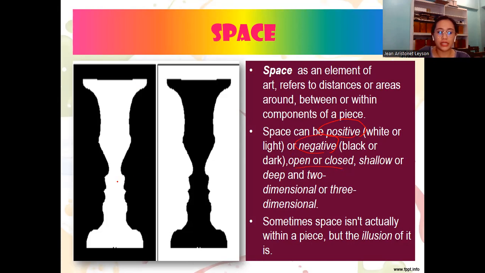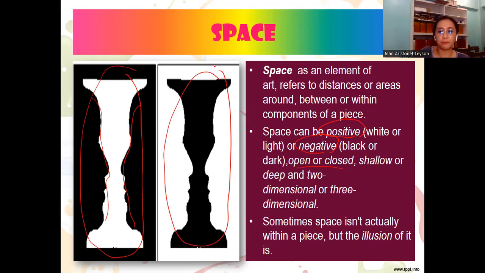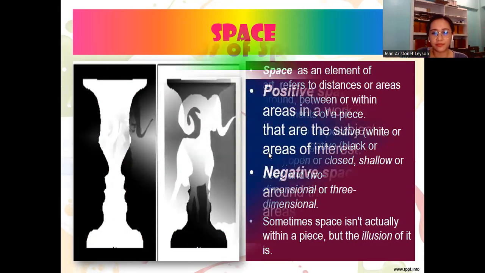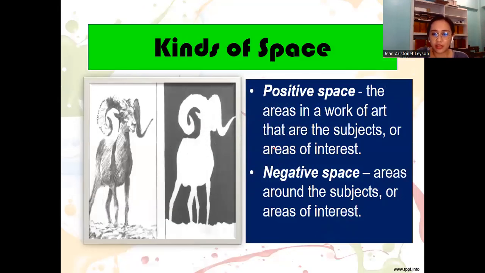If you take a look at these pictures, here you might seem to see two heads facing each other. And because of space, we can see here a certain chalice or a certain cup. That's because of space. Positive space, the areas in a work of art that are subjects or areas of interest. Because of this space, we can see that this animal right here is the center of the artwork. Negative space, areas around the subjects or areas of interest.